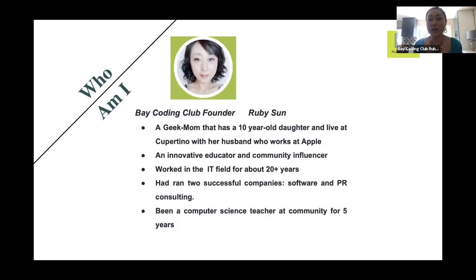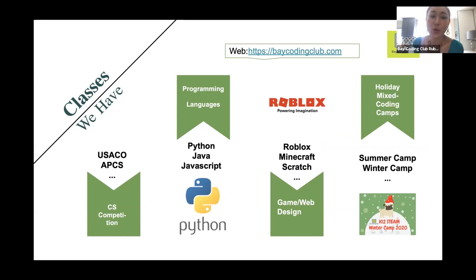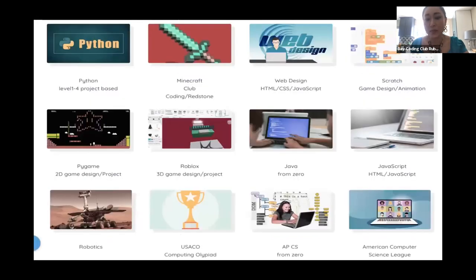This is the course list that we have at Bay Coding Club. We have courses according to age groups and grades. We have Python and JavaScript as the computer language track, and a competition track with USACO, ACSL, and AP Computer Science. We also have camps, such as summer camp, winter camp, and spring camp. We have special courses such as game design, like Roblox and Minecraft, and other courses such as robotics, Robotics Club, and Python Club. These are some of our online courses. You can track the courses and register online at our website, baycodingclub.com.